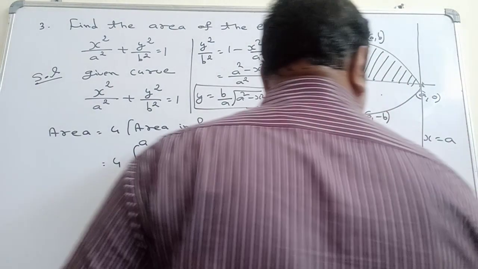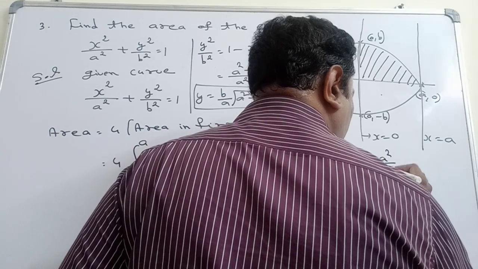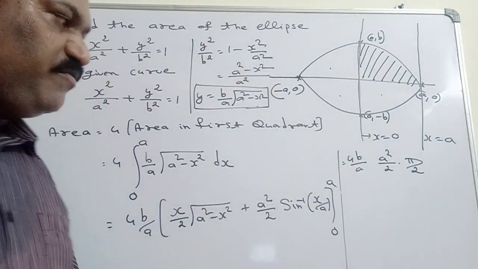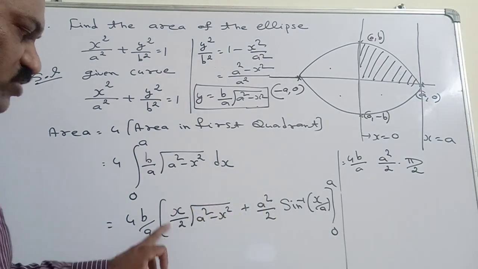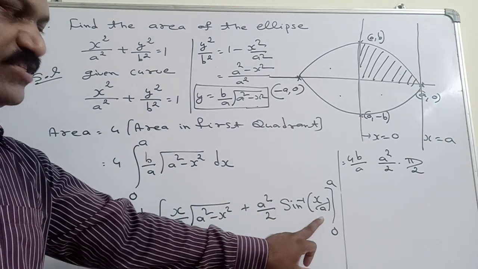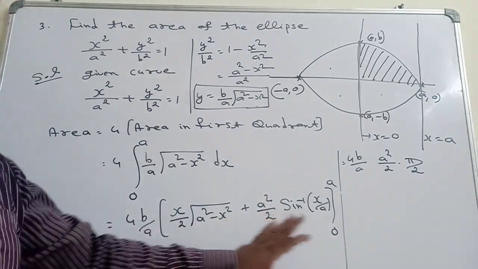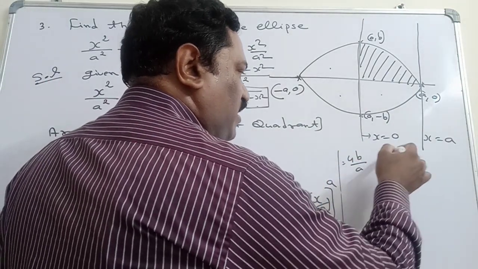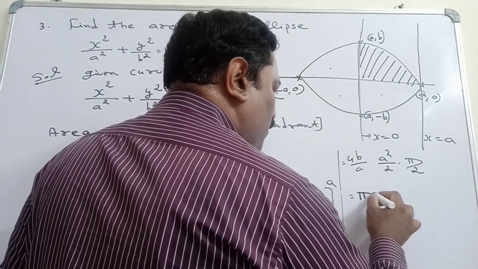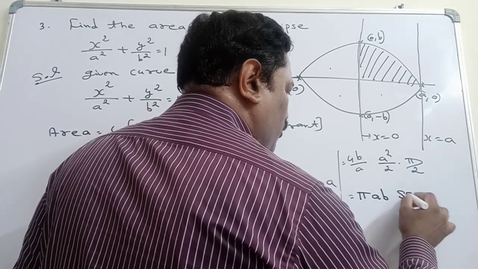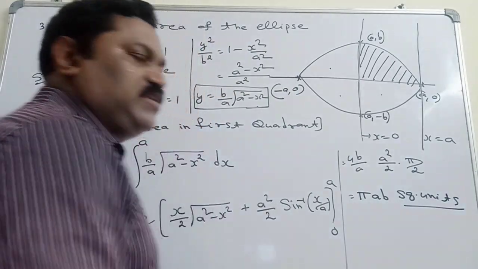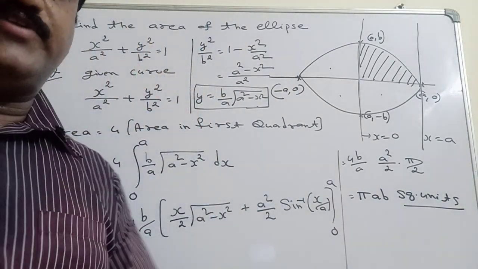That's why we get a square by 2 into pi by 2, minus the lower limit. If you substitute the lower limit 0 there, this term becomes 0, and sine inverse 0 is also 0. The entire lower limit becomes 0. Here the 2 gets cancelled, the a gets cancelled. Then we are getting pi a b square units. So this is the area bounded by the ellipse, that is pi a b square units.